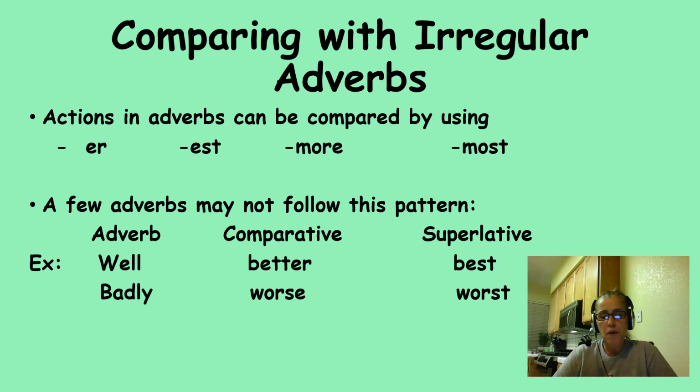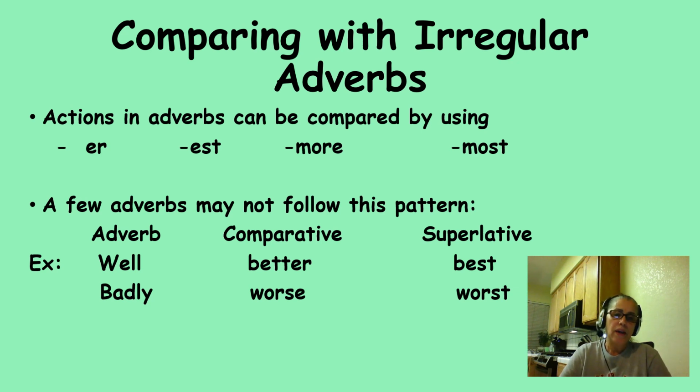Okay, students, in this part of the grammar lesson, we're going to talk about comparing with irregular adverbs. Comparing with irregular adverbs basically means actions and adverbs that can be compared by using -er, -est, more, or most. A few adverbs that may not follow this pattern are considered irregular adverbs. So I've made a little chart here that identifies these three types: the adverb, which is well and badly, then the comparative adverb, and then the superlative.